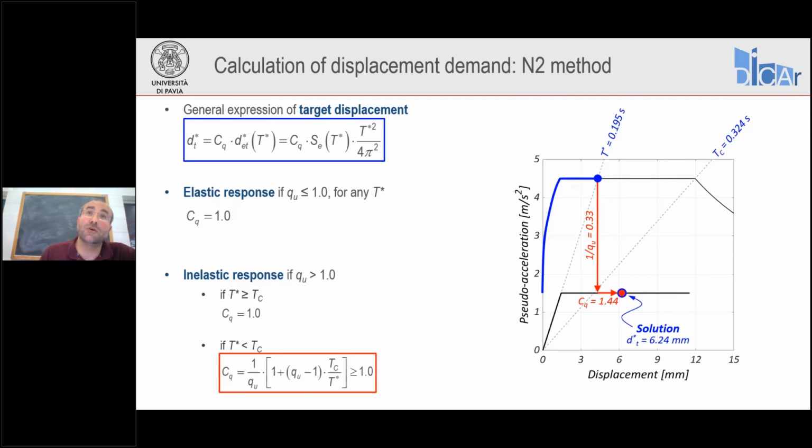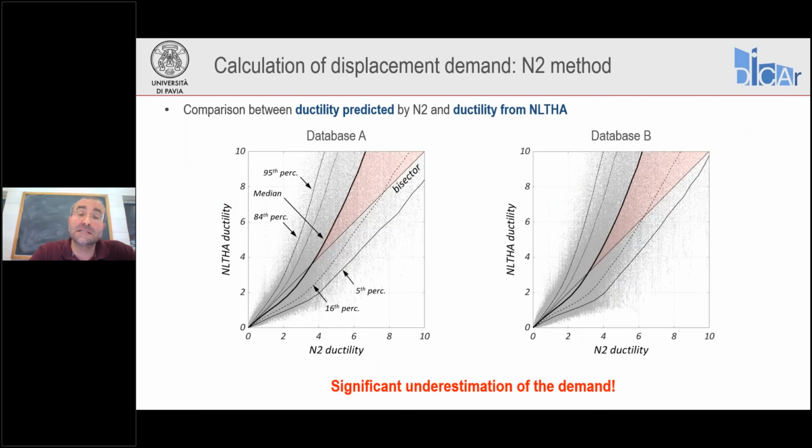Now, if we do this for all our 630 oscillators using all those ground motions, and we look at the results, what we can do is compare the ductility demand from the nonlinear time history analysis on the vertical axis and the ductility demand from the N2 method on the horizontal axis. Ideally, each point associates the demand from the nonlinear dynamic analysis and the nonlinear static analysis. Ideally, all these points should be on the bisector, meaning that the two values should be the same if the N2 method was perfectly working.